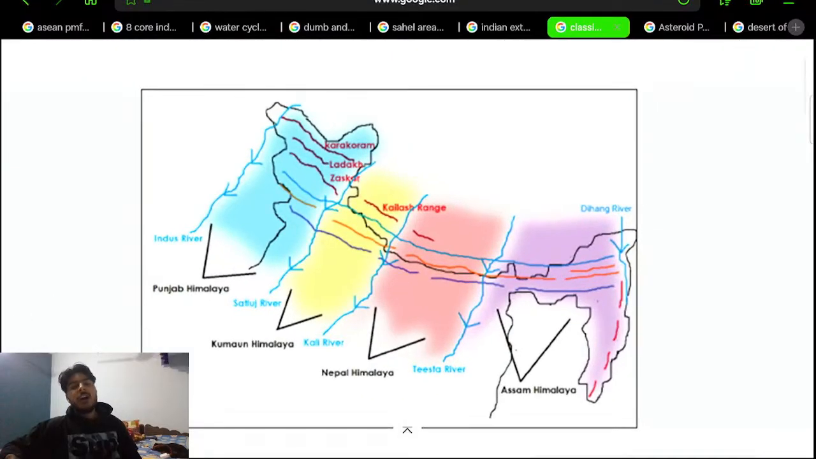What we have understood till now is the Shivalik, the outer Himalaya, then the middle Himalaya, and then the Himadri, the Greater Himalaya. So that was the classification in the horizontal format. Now we're going to divide the Himalaya on the basis of the river.